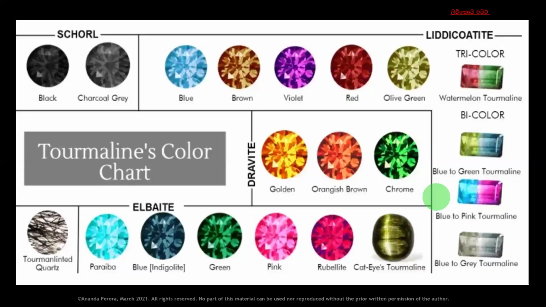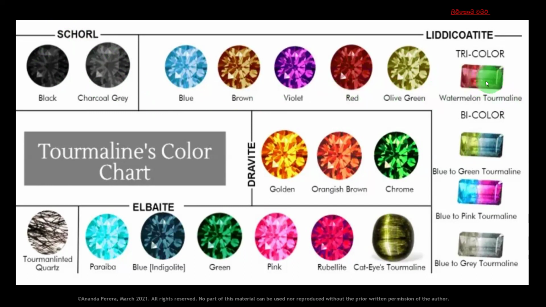Okay, we are moving to next. Now look at this diagram. It shows the difference between the varieties. Schorl means black and charcoal gray. This is charcoal gray, this is black. It is schorl. Blue, brown, violet, red, olive green.